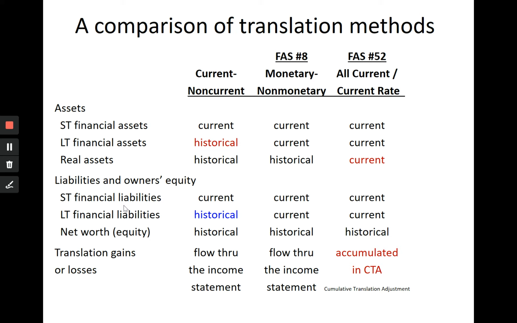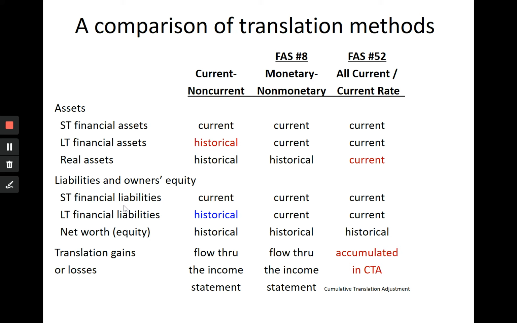Let's look at long-term financial assets. Only the current and non-current method uses the historical exchange rate because these assets are long-term, they're not current assets. But the other two methods, monetary, non-monetary, and all current, use the current method. In fact, the current exchange rate is always used for the current rate method.